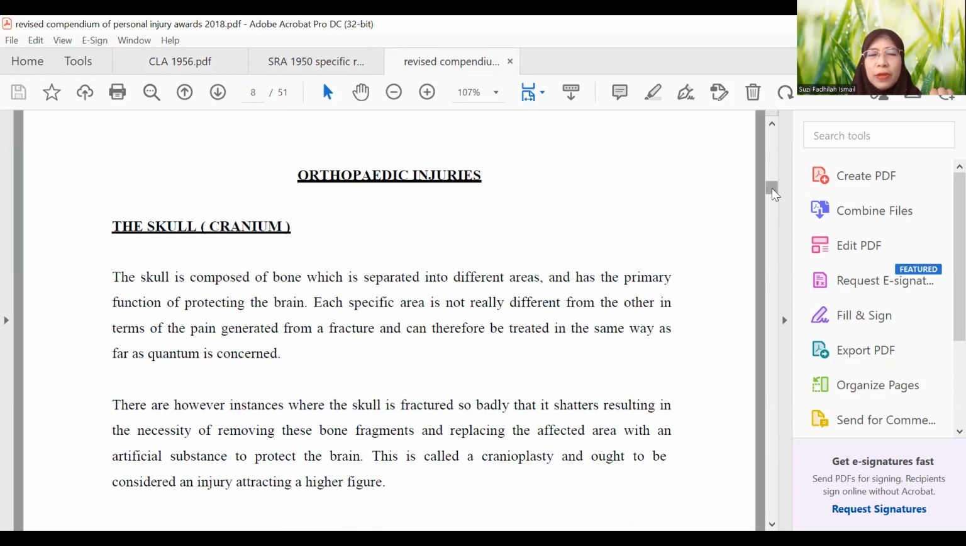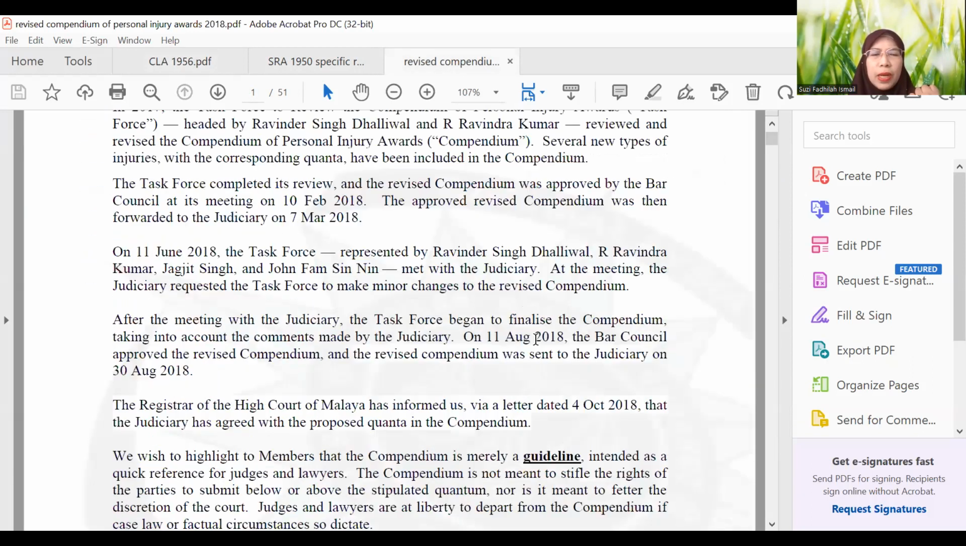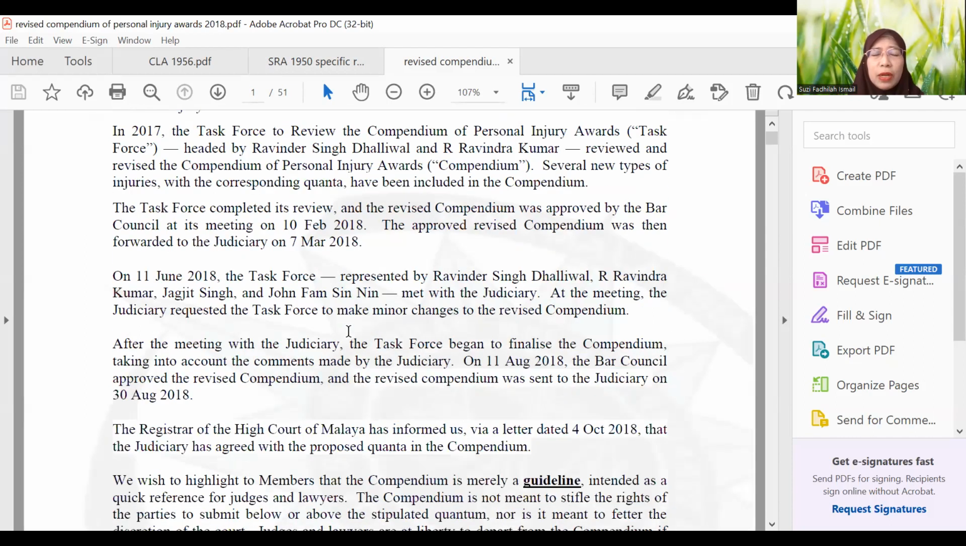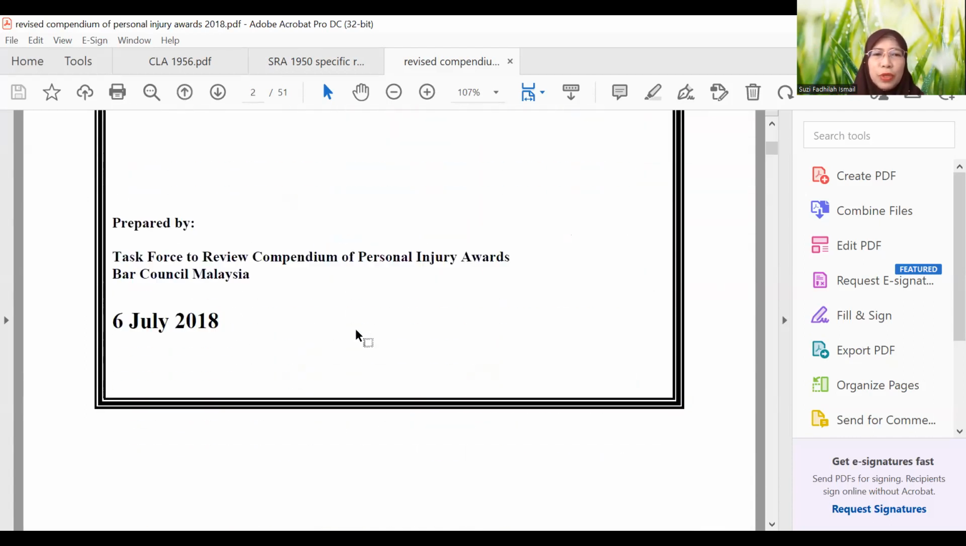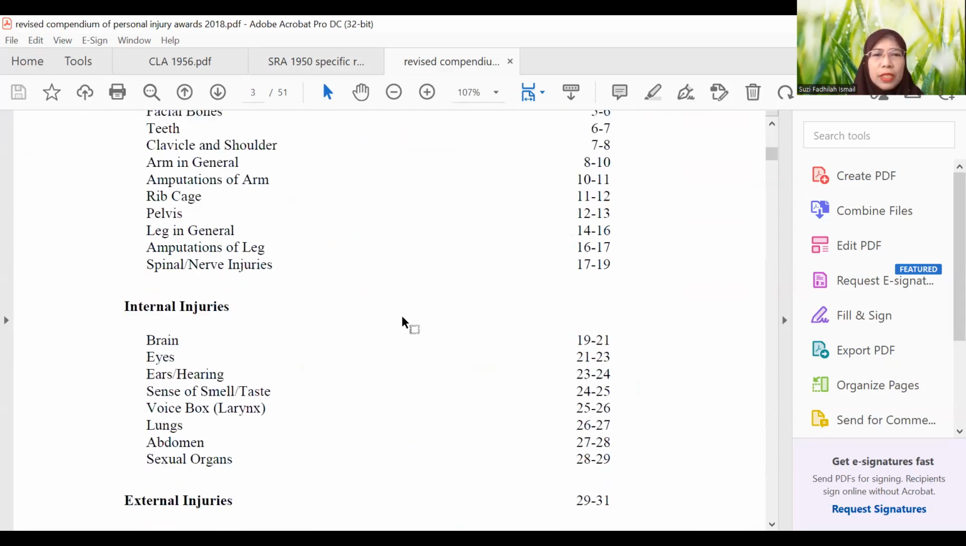The compendium has been revised from time to time. Last time we had the version of 2010. Now the latest version, who did this compendium? The Bar Council. I got this copy from the Bar Council, and this is the latest. It is an ongoing process of revision, so after some time they compile all the revisions and make a revised compendium. The full name is Revised Compendium of Personal Injury Awards. It has 15 pages, quite long, but you don't have to read all of it. This is as at 6 July, and it is enforceable, valid until nowadays.